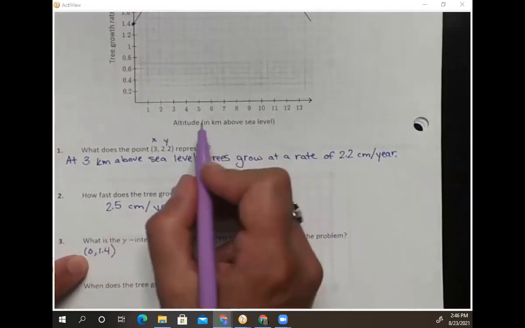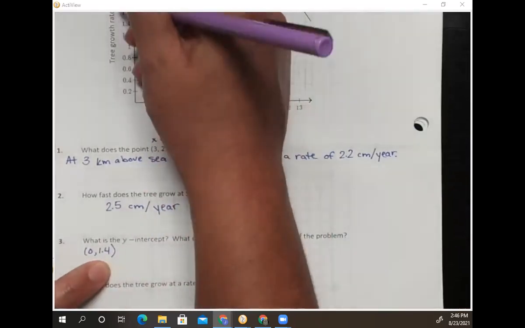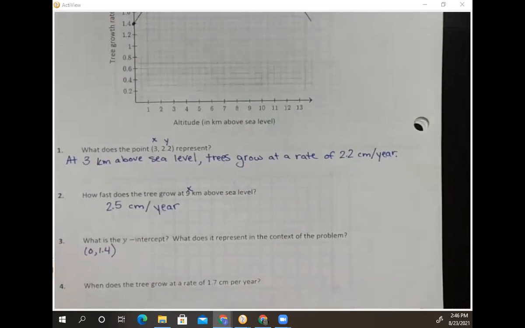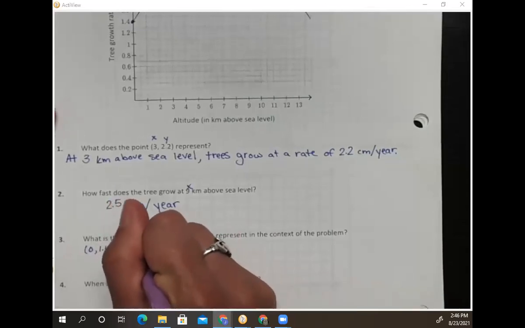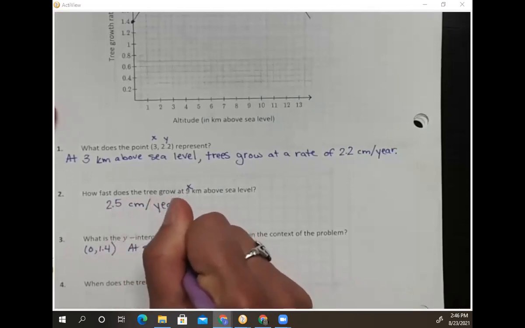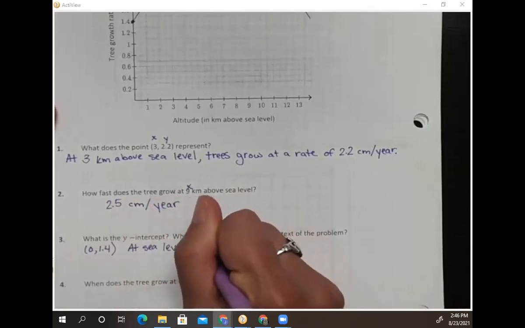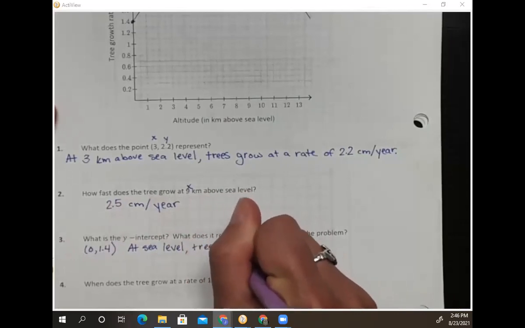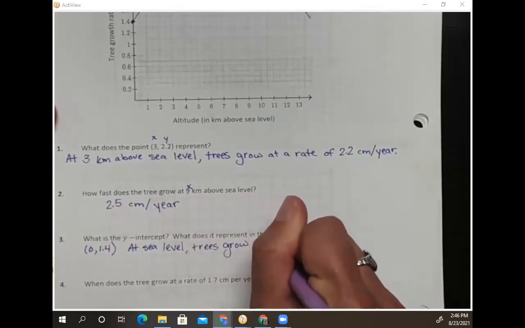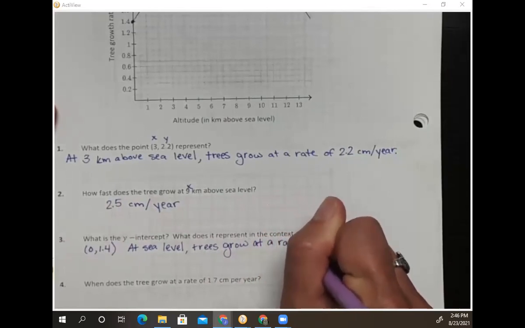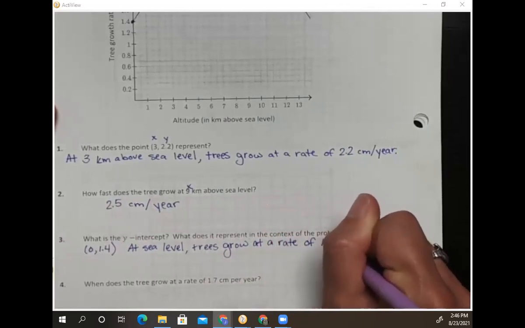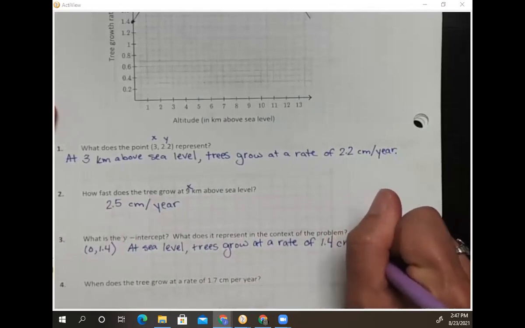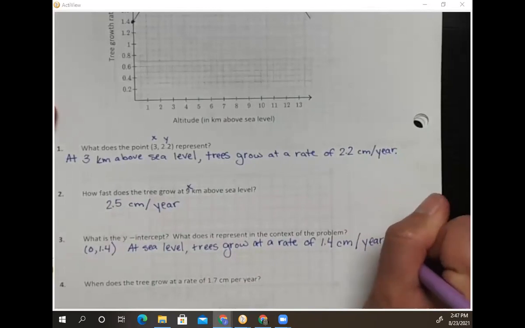So remember that x value is an altitude and the y value is a growth rate. So here our altitude is 0. We're saying we're 0 kilometers above sea level. Another way we could say that would be to say at sea level. So at sea level, trees grow at a rate of 1.4 centimeters per year.